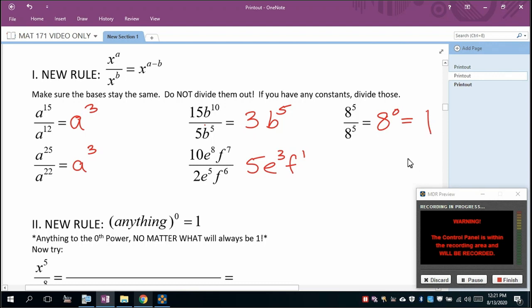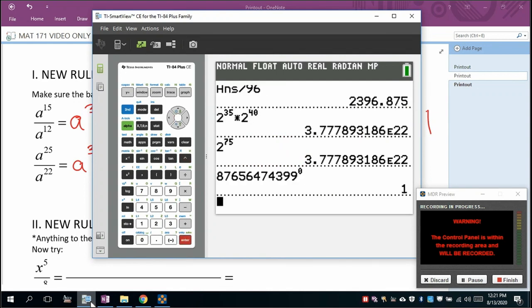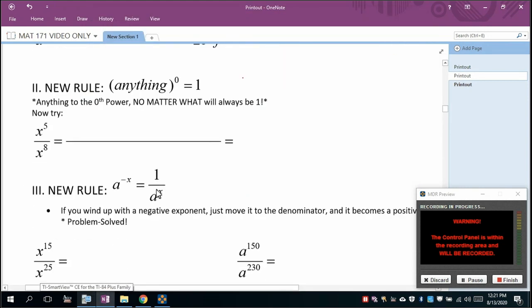Now that leads us into yet another rule. Anything to the power 0 is 1. And I could demonstrate that for you. Some big, giant thing to the power of 0. And it's 1. Plain and simple. Now, we're going to put some x's here. There's 5 of them here, and there will be 8 of them on the bottom.